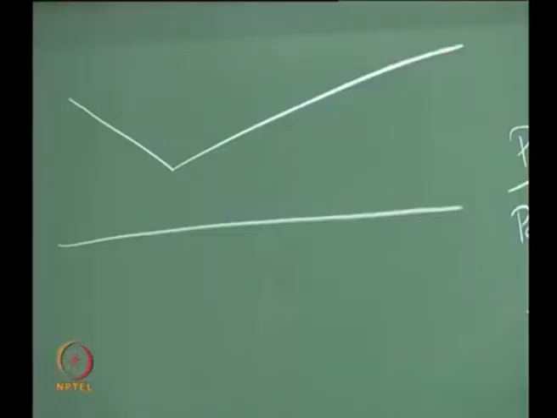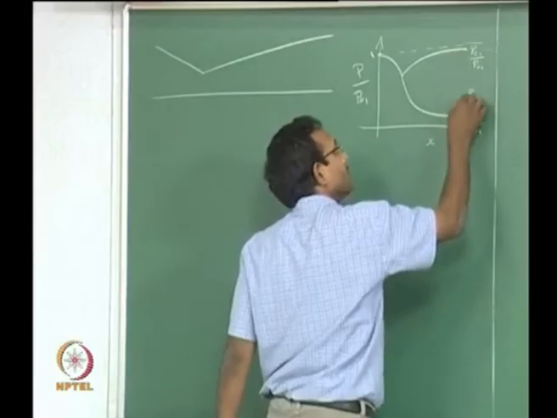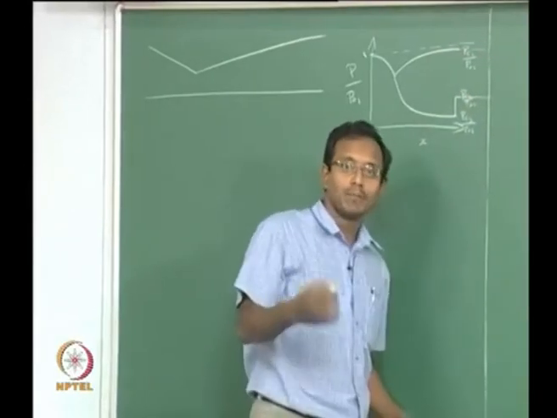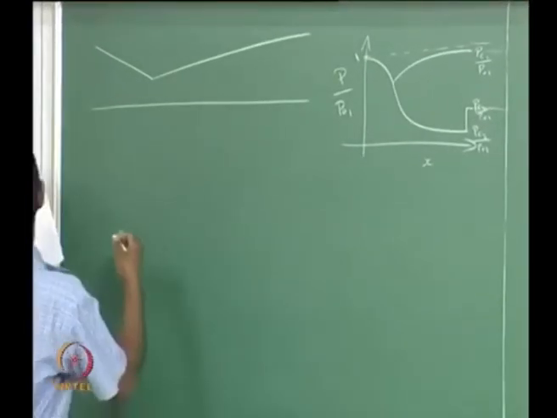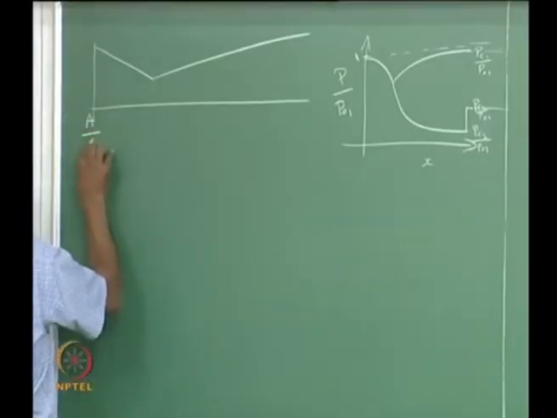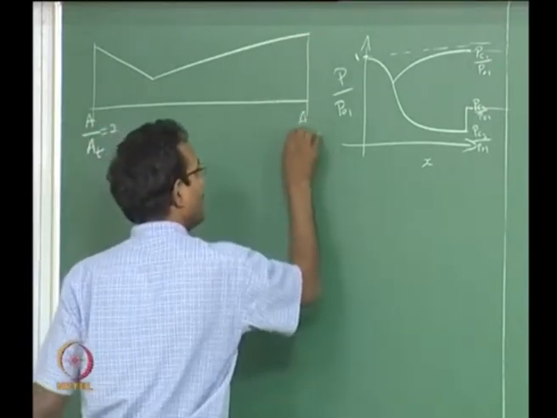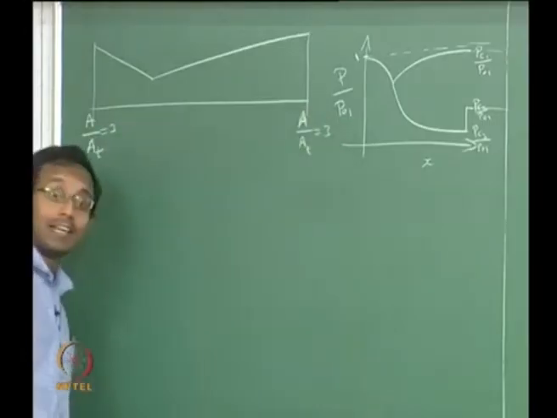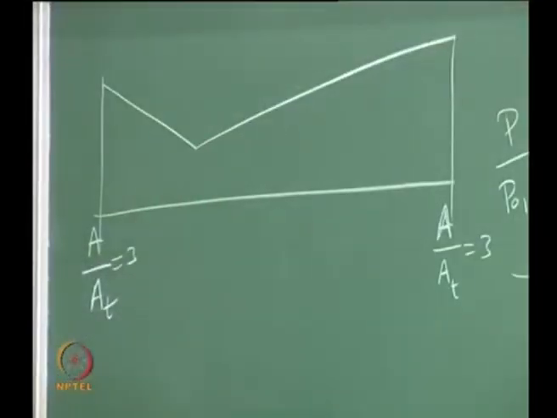A more critical problem to solve will be the case where I am in between these, in between critical pressure 1 and critical pressure 3. So we will pick up that particular example today and start solving the problem. Okay. So I have picked a particular nozzle where I am starting with A by A throat equal to 3 and ending with also A by A throat equal to 3. I am not telling anything about whether the throat is choked or not. I am just telling A by A throat is this.